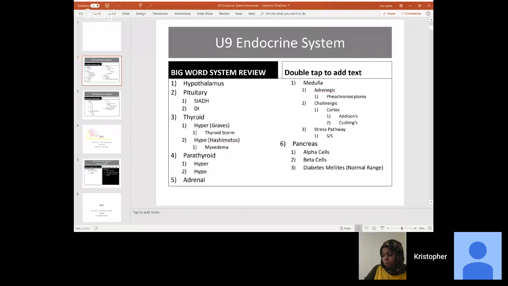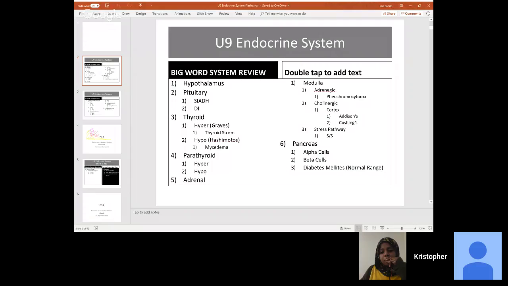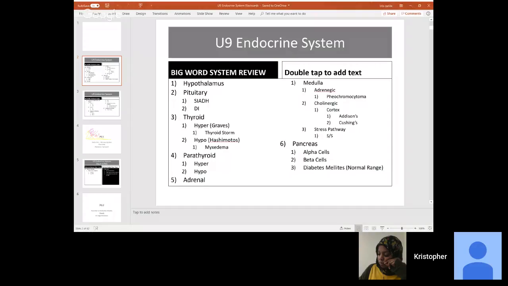So Hashimoto's then. Addison, can you explain Hashimoto's to us? That would be hypothyroidism. And how is that going to look in somebody who has it? Everything's going to be slow. So low temperature, low metabolism, low heart rate. Yeah, you're right.